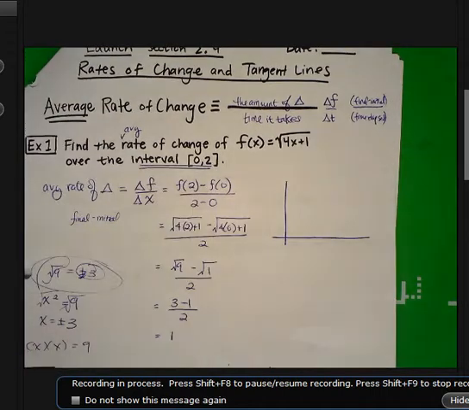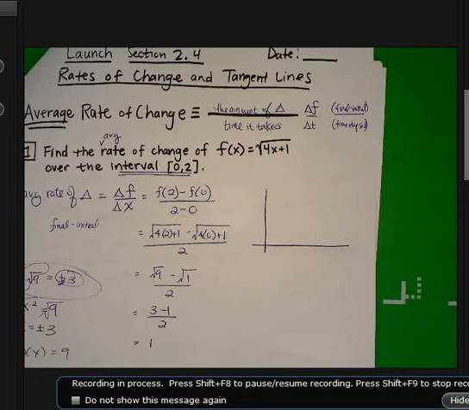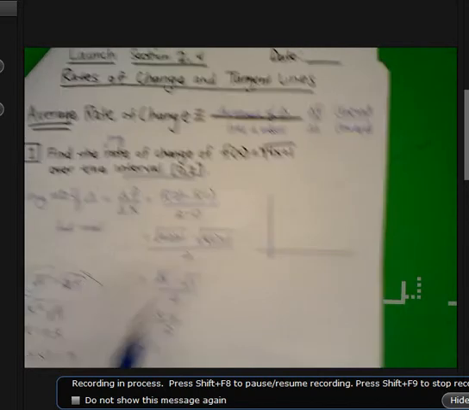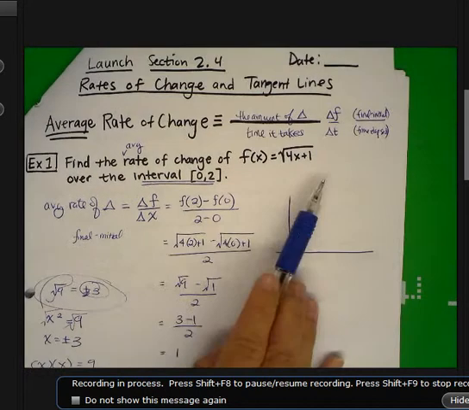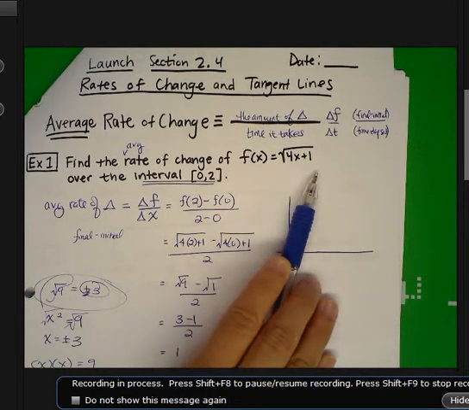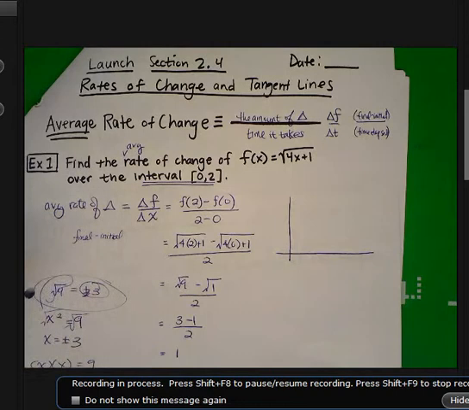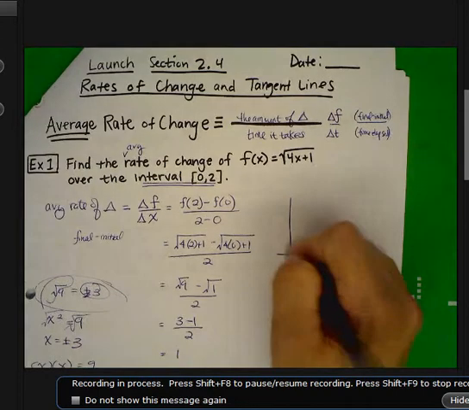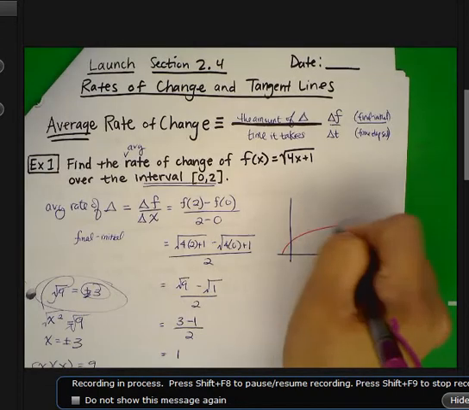So let's think about this. This is a graph. This is the absolute square root graph. It's shifted over to the left, right? So it should look something like this if you graph it, right?